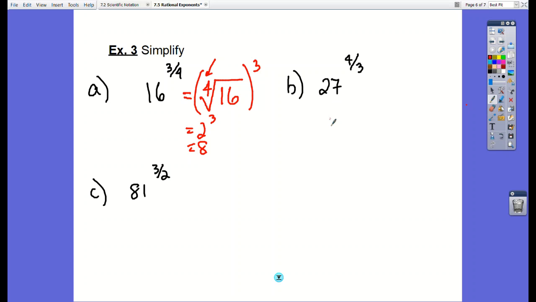All right, part B. Eliza, can you rewrite this as a radical for us, please? It's the third root of 27 to the 4th power. All right. So then we want to take, Reinhardt, what's the cube root of 27? 3. Yeah, and then we get 3 to the 4th power, which is the same thing as 9 squared. So we should get out an 81.